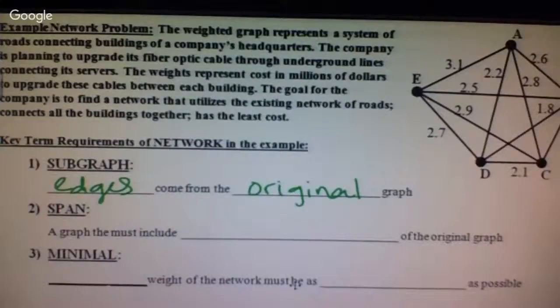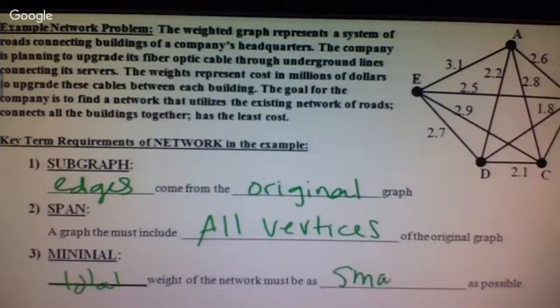We can create networks that are called spans, which means I have to use all vertices from the original graph. And we want minimal. So we're talking about the total weight. The total weight of the network must be as small as possible.